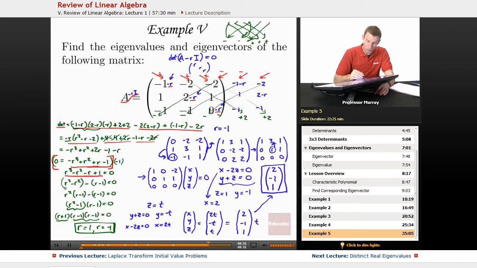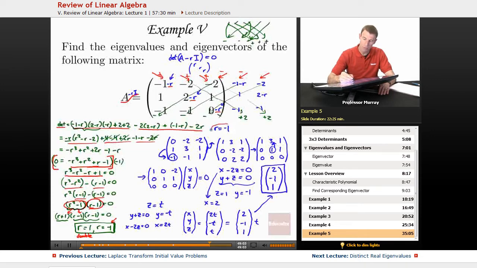Then we could group the terms and factor out r minus 1 from each term. So we factored out an r minus 1, leaving r squared minus 1, which factored down into r plus 1 times r minus 1. When we looked at the factors, we got a double root at r equals 1 and a single root at r equals negative 1. So those are my two eigenvalues, 1 and negative 1. And then I'm going to find eigenvectors for each one.